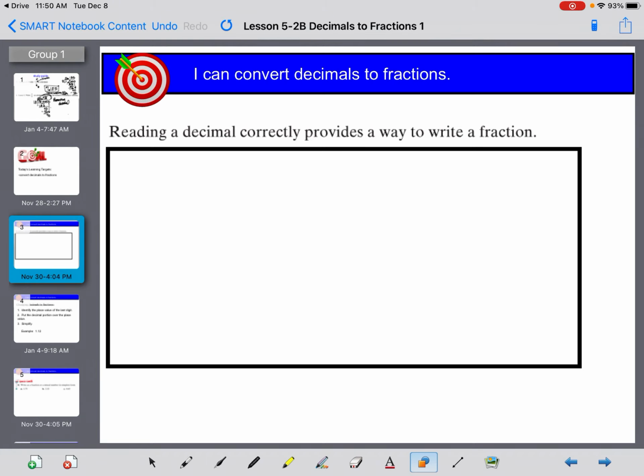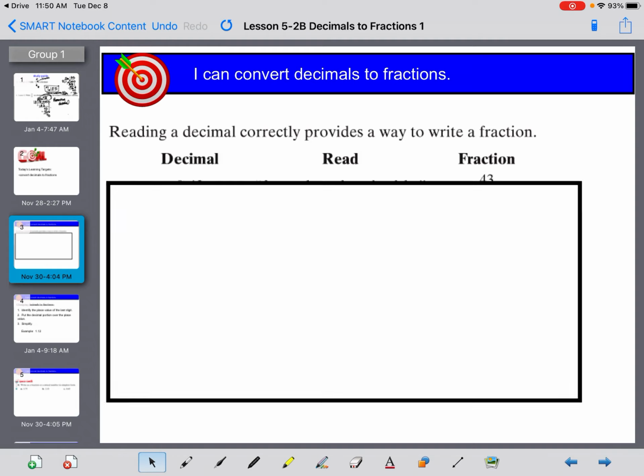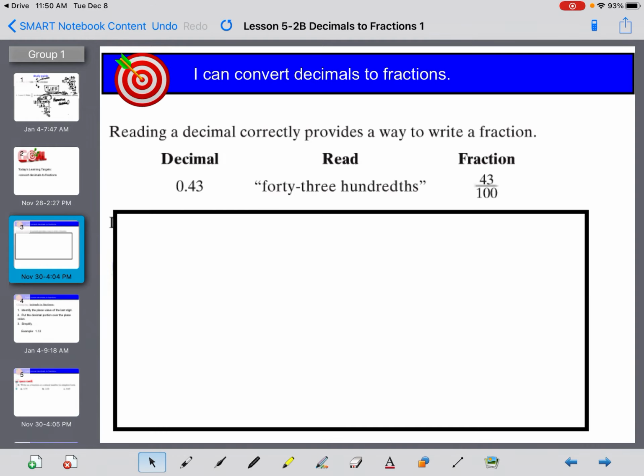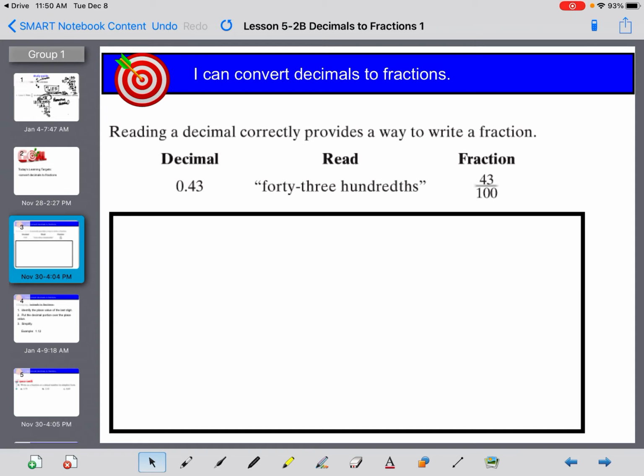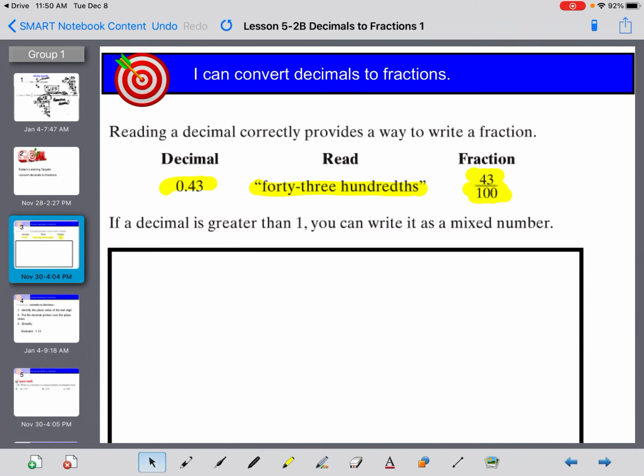Reading a decimal correctly provides a way to write your fraction. Think about this. If the decimal is read 43 hundredths, and the fraction is 43 hundredths. Think about that. Are you aware that you're actually saying the decimal and the fraction in the same way? If the decimal is greater than 1, you will write it as a mixed number. So we're going to talk about that in a little bit.